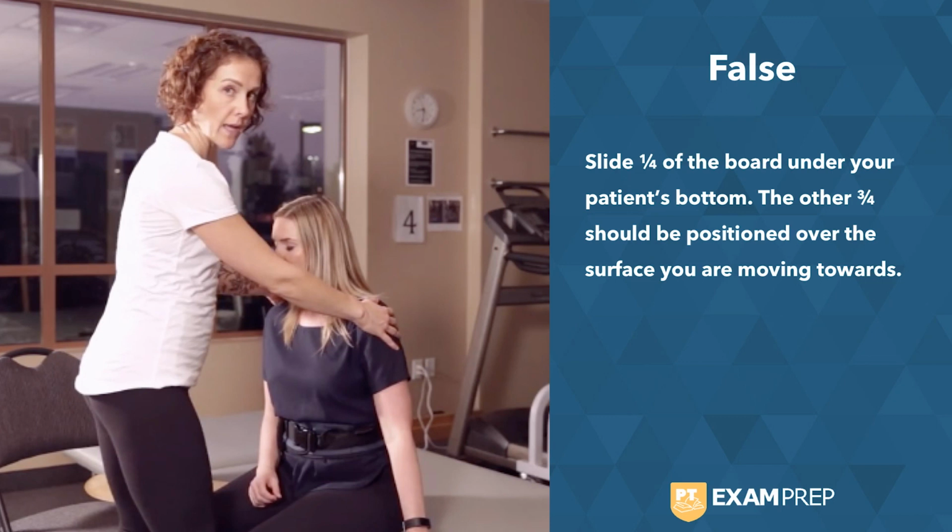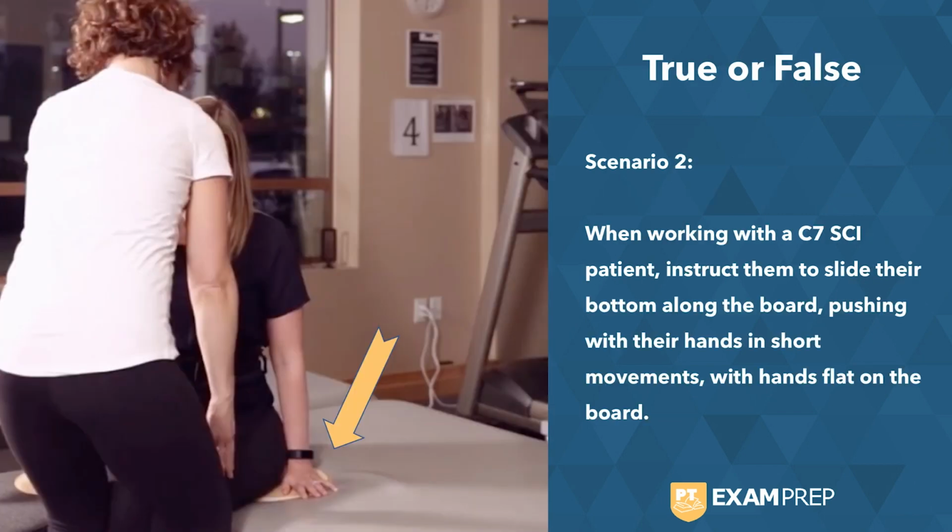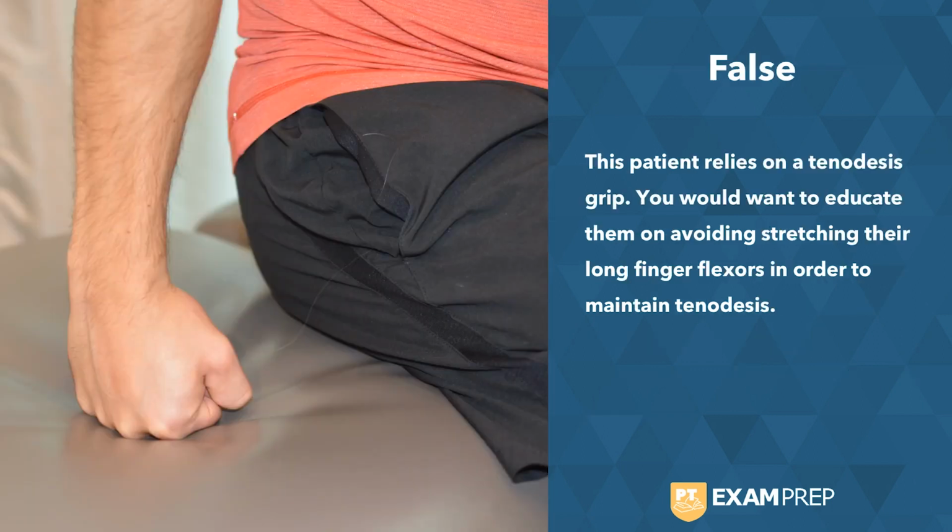True or false? When working with a C7 spinal cord injury patient, instruct them to slide their bottom along the board, pushing with their hands in short movements with their hands flat on the board. The correct answer here is false. This patient relies on a tenodesis grip, so you would want to educate them on avoiding stretching their long finger flexors in order to maintain tenodesis.